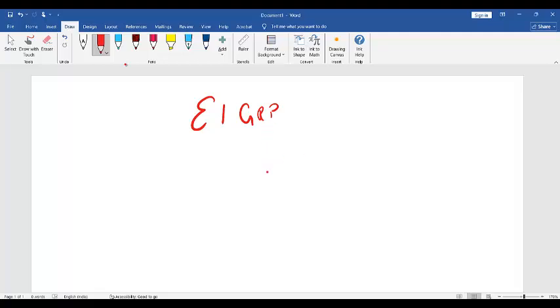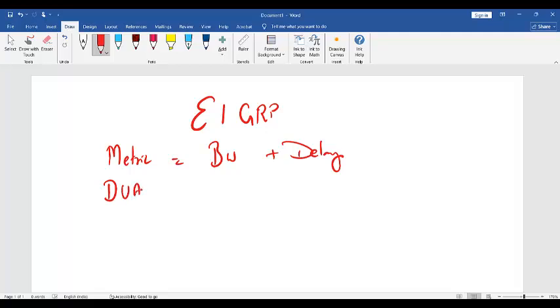Do you know the metric of EIGRP? Did I say the metric of EIGRP? I can't recall, sir. Okay. Metric is bandwidth plus delay. It's a composite value. And the algorithm used to find the best path, a loop-free path, is diffusing update algorithm. Did I say about this? Yes, sir. Diffusing update algorithm.